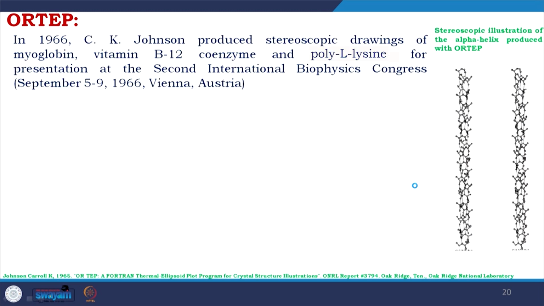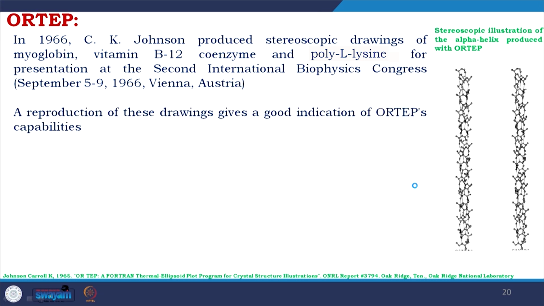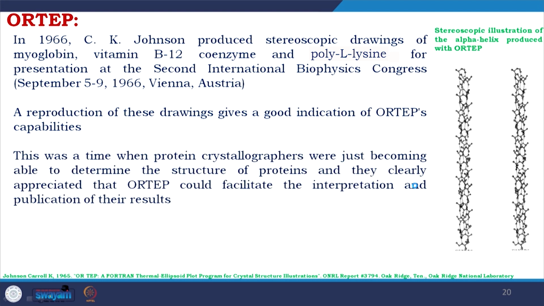In 1966, C. K. Johnson produced the stereoscopic drawing of myoglobin, vitamin B12 coenzyme and poly L lysine for presentation at the Second International Biophysics Congress in Vienna, Austria. A reproduction of these drawings gives a good indication of ORTEP's capabilities. This was a time when protein crystallographers were just becoming able to determine the structure of proteins, and they clearly appreciated that ORTEP could facilitate the interpretation and publication of their results. So, this is the stereoscopic illustration of the alpha helix produced with ORTEP.